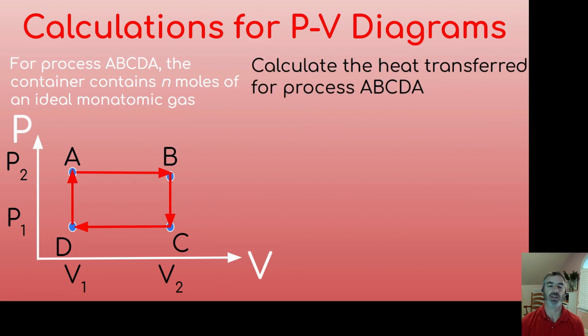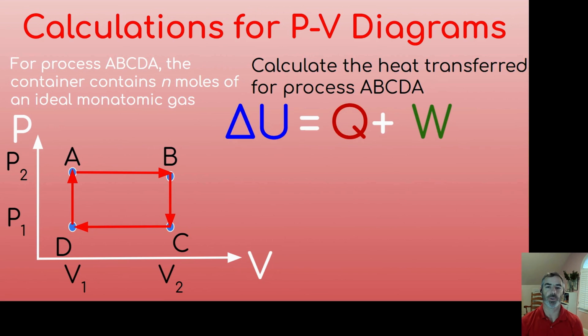So the question is to calculate the heat transferred for the process ABCDA. So again, we could use Q equals mc delta T, but we don't know m and c, so we're going to go straight to our first law of thermodynamics. Delta U equals Q plus W. Now, because the process goes from A all the way around back to A, that means it has the same temperature at position A. So that means delta U is going to be 0. So we can rearrange this equation to solve for Q, and the negative of Q is going to equal W. So all we have to do is calculate the work, and the opposite sign of the work is going to give us the heat.